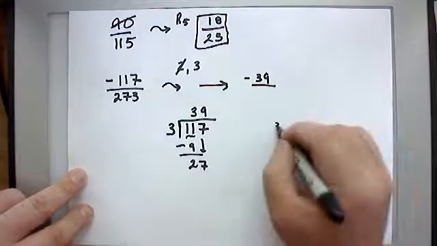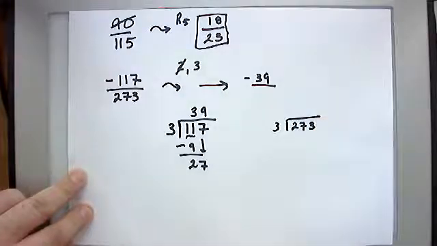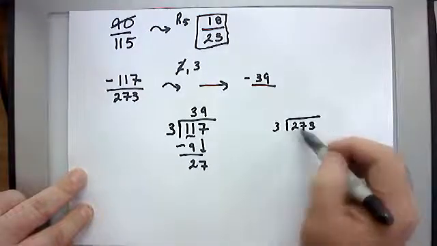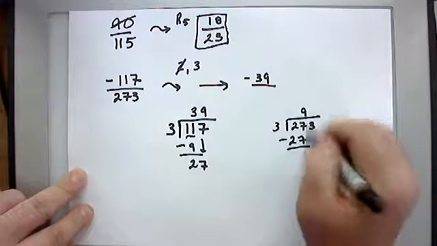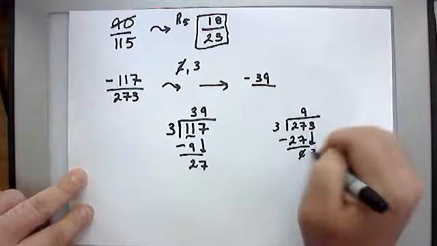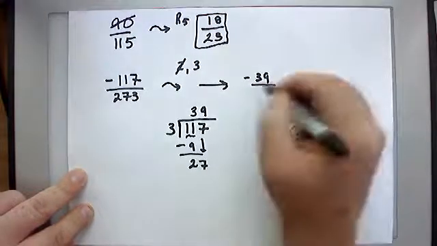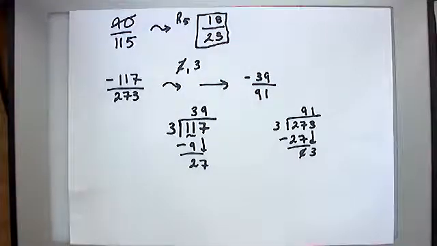So I wanted to do this problem just to show you guys that you will have to do a little bit of longhand division sometimes unless you're just very strong with mental division. 3 goes into 2 0 times, so we can skip over. 3 goes into 27 9 times. 9 times 3 is 27. Subtract and bring down. And 3 goes into 3 once. So that's 91. So we have negative 39 over 91. So take a minute, make sure that makes sense to you.